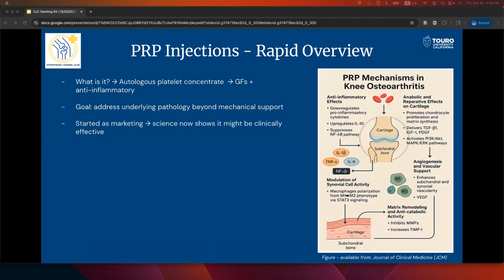It started as a marketing kind of treatment for people. It was like, you know, we have a good idea, but it wasn't really science-backed. But now science is actually showing it might be clinically effective. In fact, there are some randomized controlled trials and meta-analyses from within the past 5 years that showed short-term pain and function benefit, and some of them even superior to hyaluronic acid, but the durability of those was uncertain.